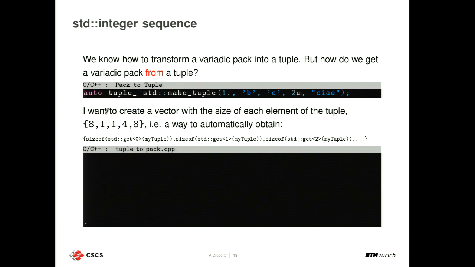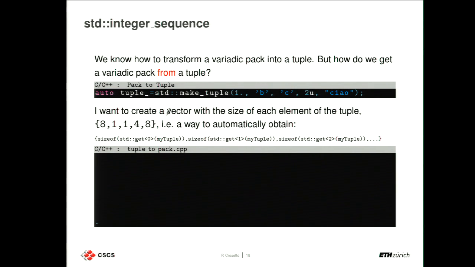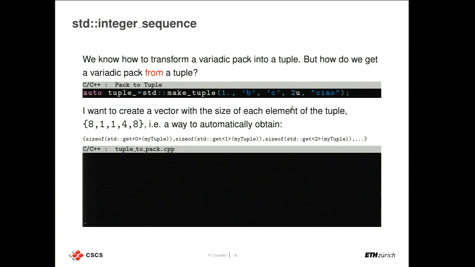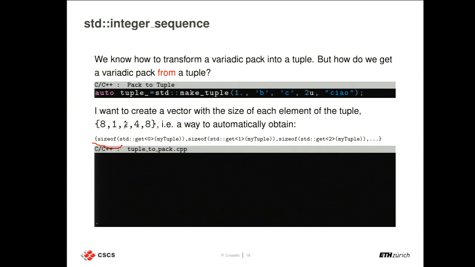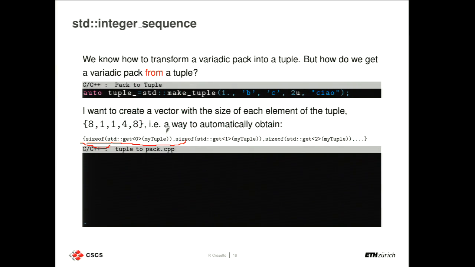Let's say, to be practical, that I want to create a standard vector where each element is the size of the corresponding element of the tuple. So 8 is the size of the double, 1 of the char, 1 of a char, and so on. So you want to have this thing implemented: size of the first element, size of the second, and so on.